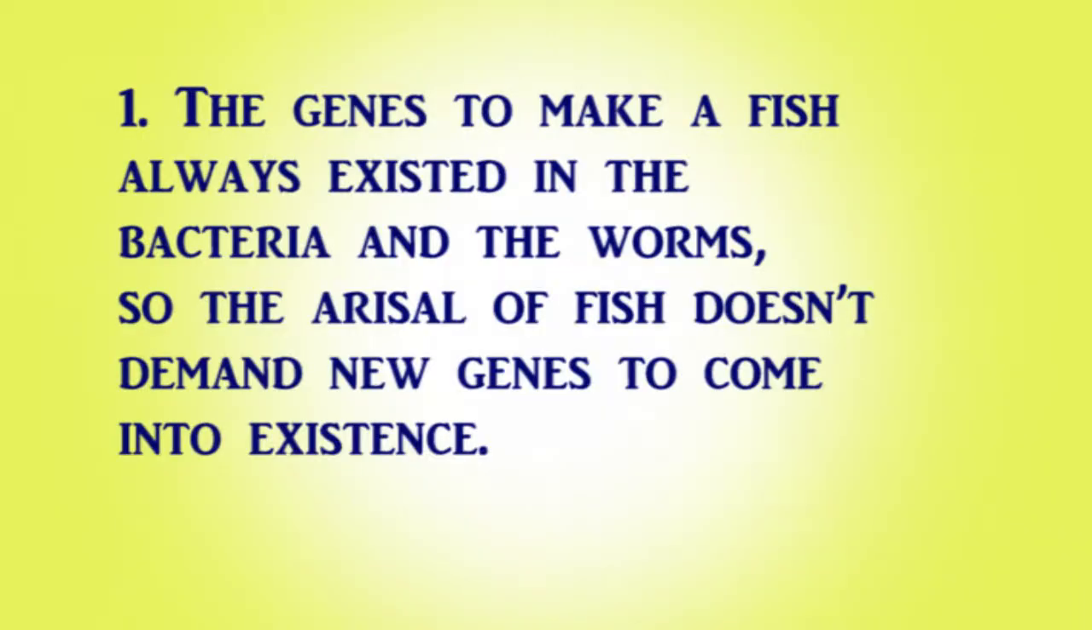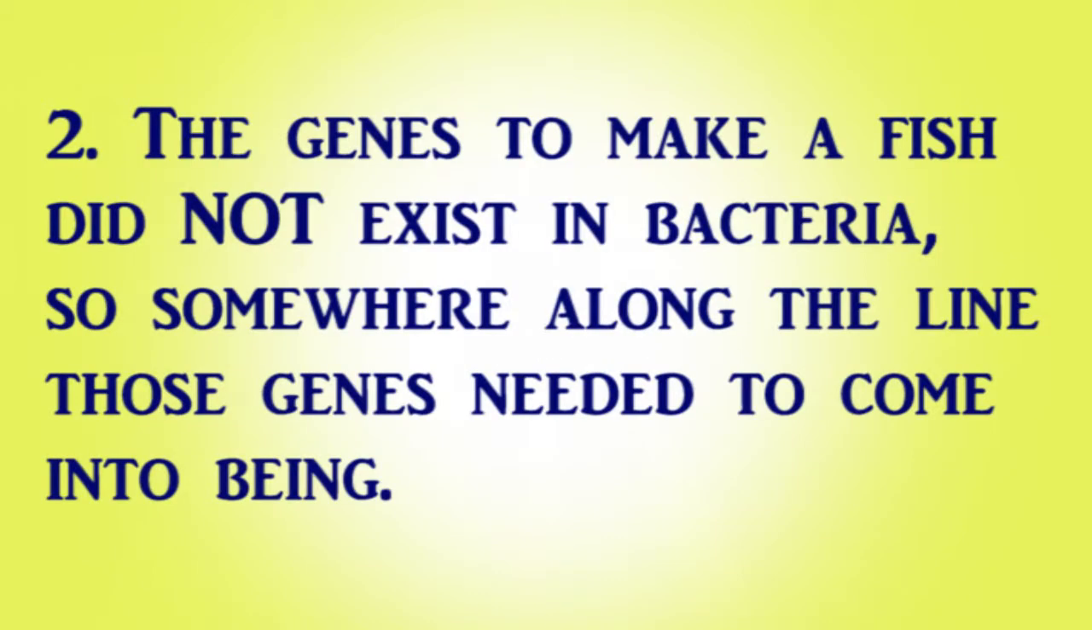In part 6, we looked at creating new genes. Why does there need to be new genetic information added as we grow the Darwinian tree of life? Well, simply because there's only two options. Number one, the genes to make a fish always existed in the bacteria and worms, so that the arisal of the fish kind doesn't demand new genes to come into existence. Or two, the genes to make a fish did not exist in bacteria, so somewhere along the line those genes needed to come into being.